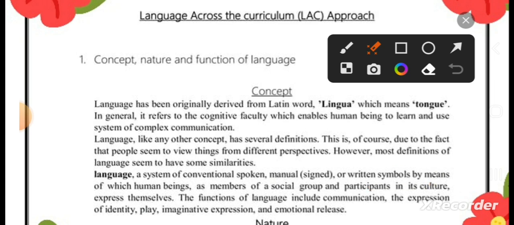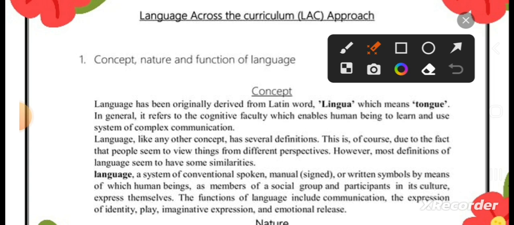The functions of language include communication, the expression of identity, play, imaginative expression and emotional release. One of the primary functions of language is communication. Through language, individuals can exchange thoughts, ideas, and emotions with others. Language also serves as a means of expressing identity. It is through language that individuals can communicate their cultural background, values, and beliefs.